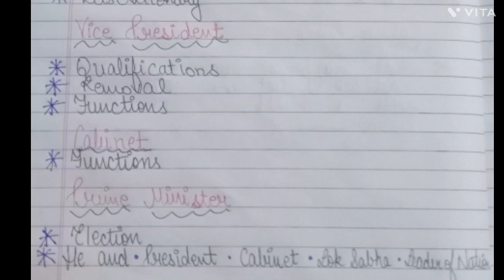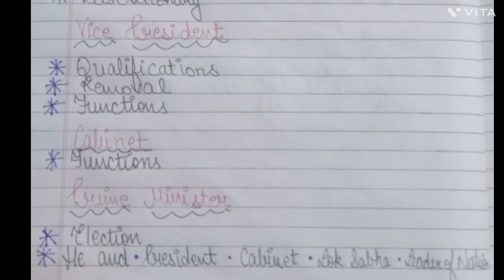The leader of the political party securing an absolute majority in the Lok Sabha is appointed by the president as prime minister, and he has no discretion in this matter. This is how the election of the prime minister is done. Prime minister's functions: he is the link between the president and the cabinet. The prime minister also advises the president when to summon and prorogue the two houses of Parliament and when to dissolve the Lok Sabha.